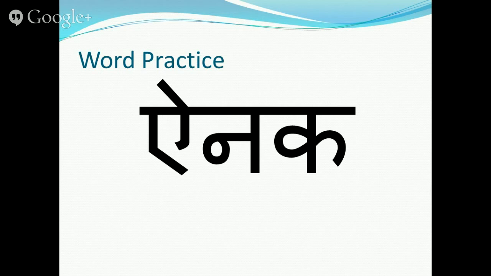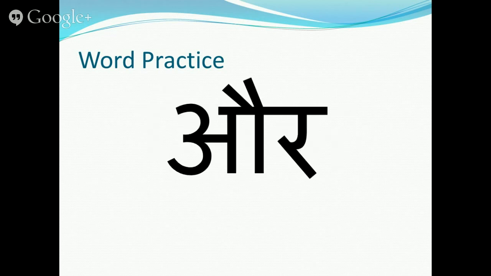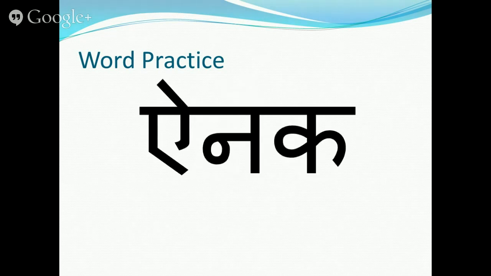So this is a followed by na, followed by ka, anaka, anak, anak, anak. Which this shouldn't actually be here because we haven't learned ka yet. I will remove that from the slide.